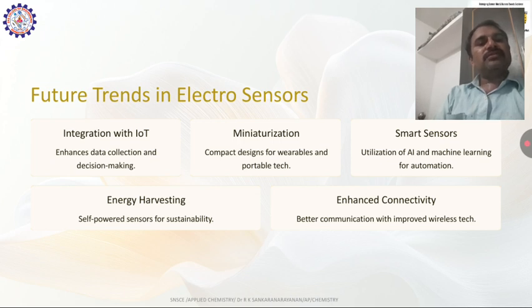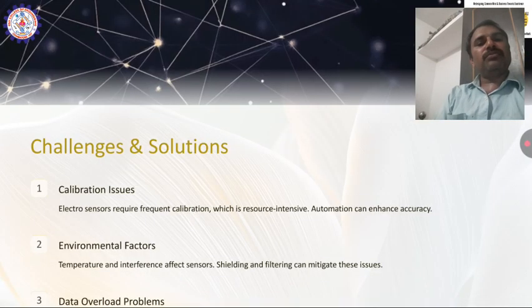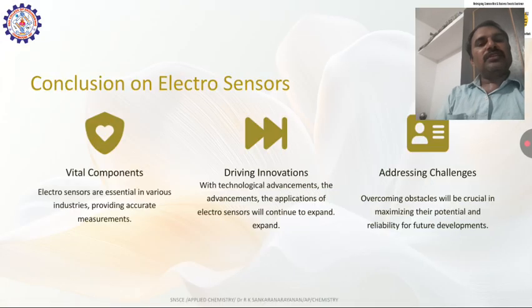Future trends are related to AI and IoT, miniaturization, smart sensors, enhanced connectivity, and energy harvesting. These fields are highly important. Challenges are calibration issues, environmental factors, and data overload problems. Sensors are vital components driving innovation, and addressing challenges and overcoming obstacles will be crucial to maximizing the sensors' potential and the reliability of future developments.